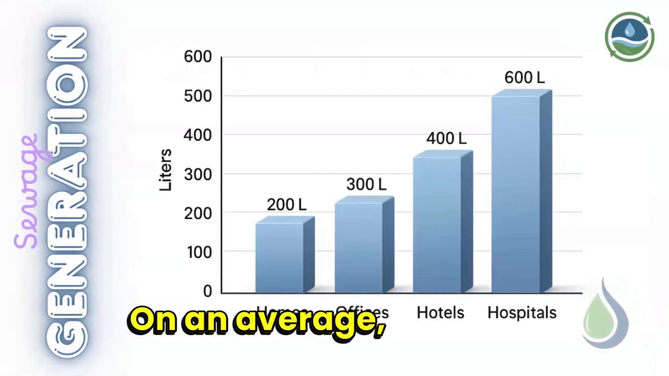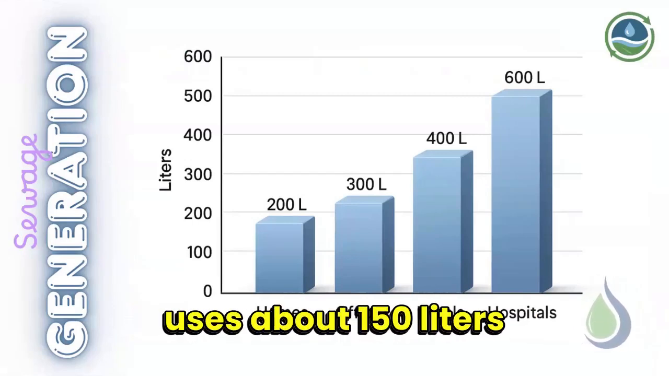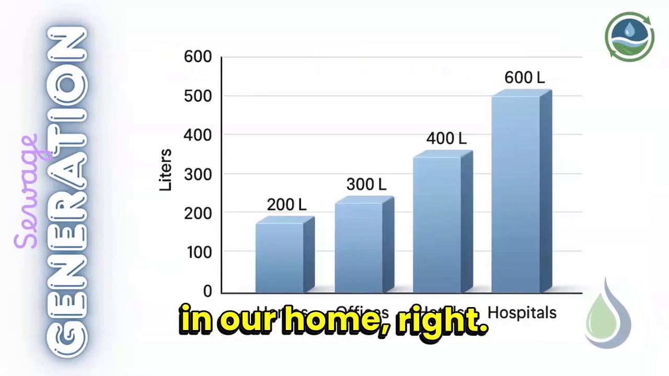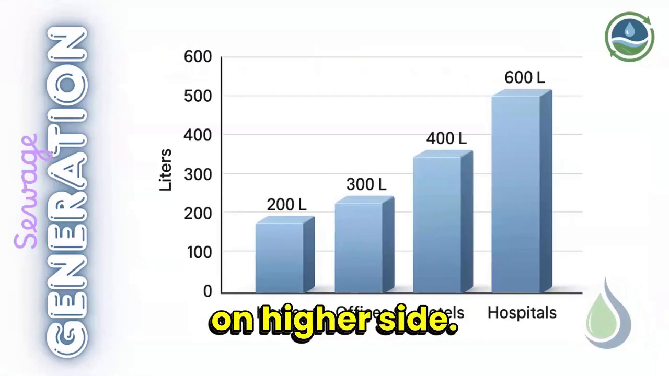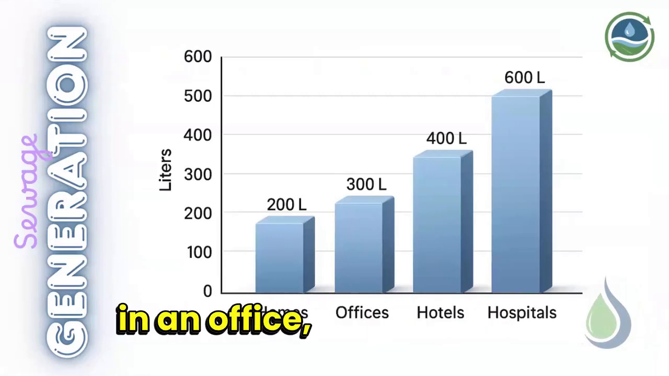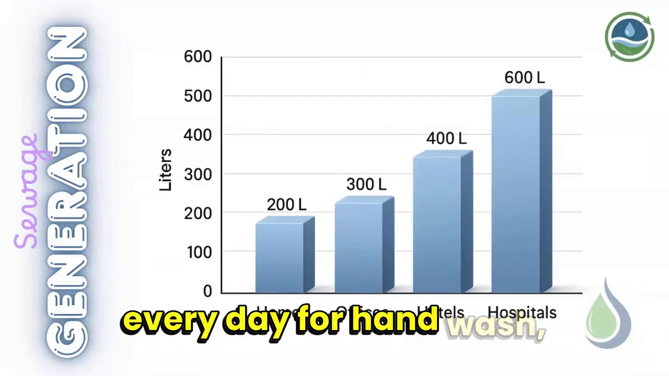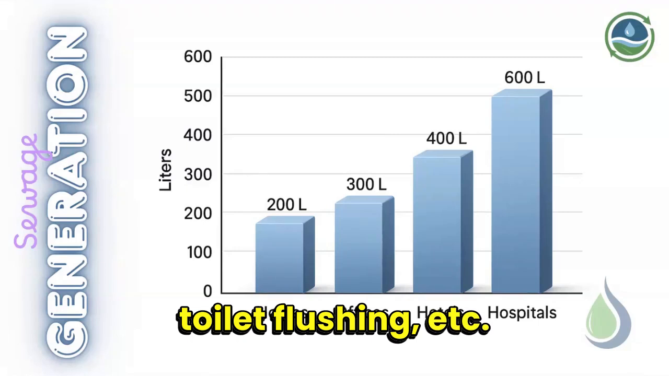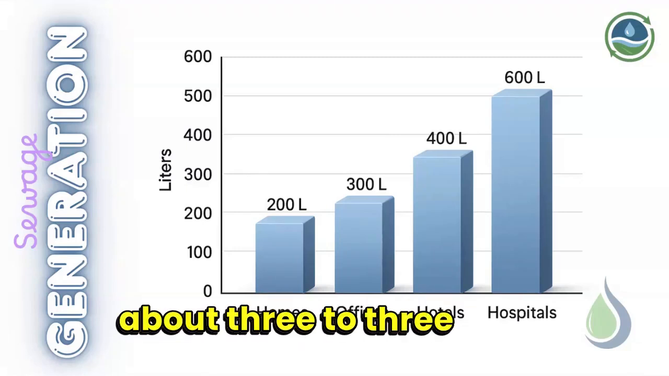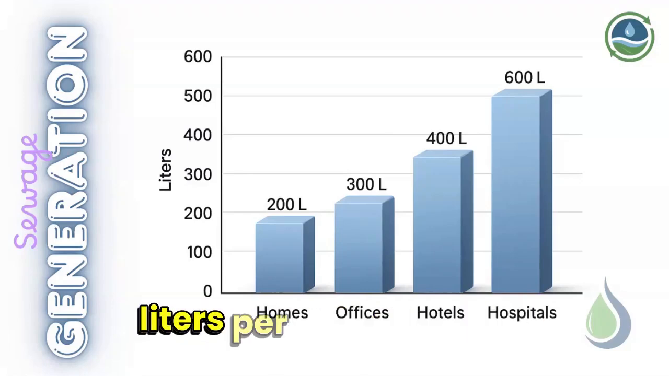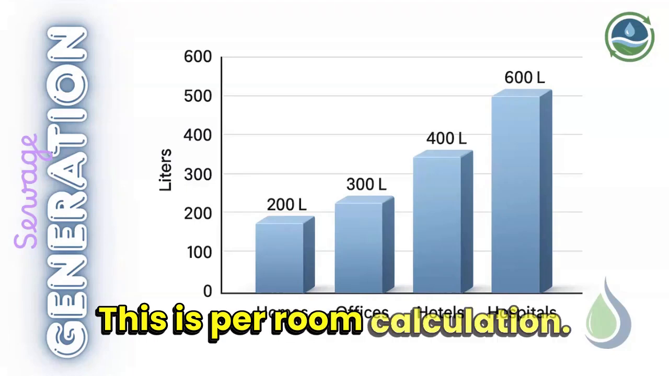On an average, a person uses about 150 liters of water every day, if there is running water in our home, right? 200 is taken a little on the higher side. On an average, again, in an office, a person uses about 30 liters of wastewater every day for hand wash, toilet flushing, etc. Hotels, if you are talking about 3-star to 5-star hotels, consume about 400 liters per room per day. This is per room calculation.